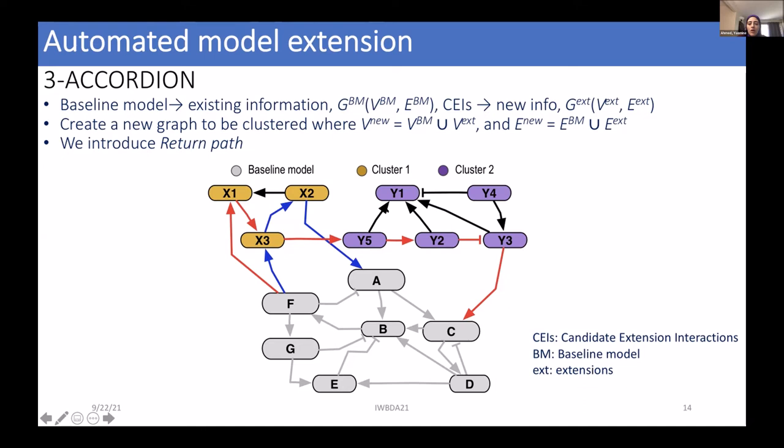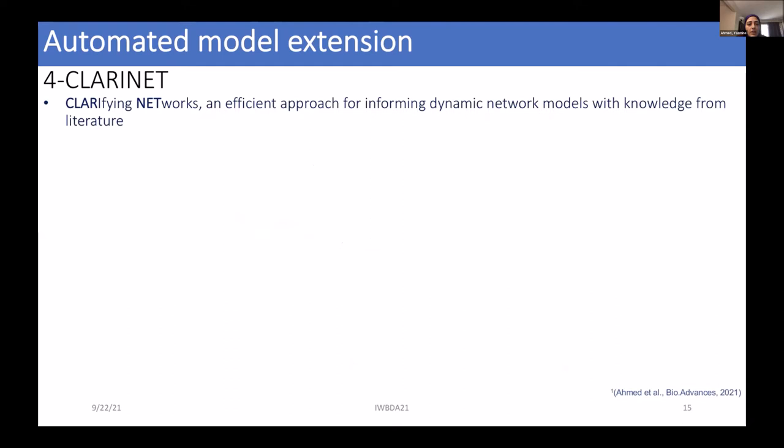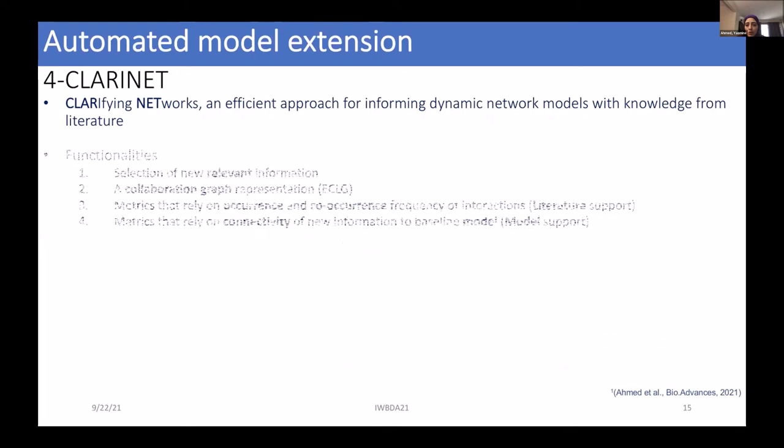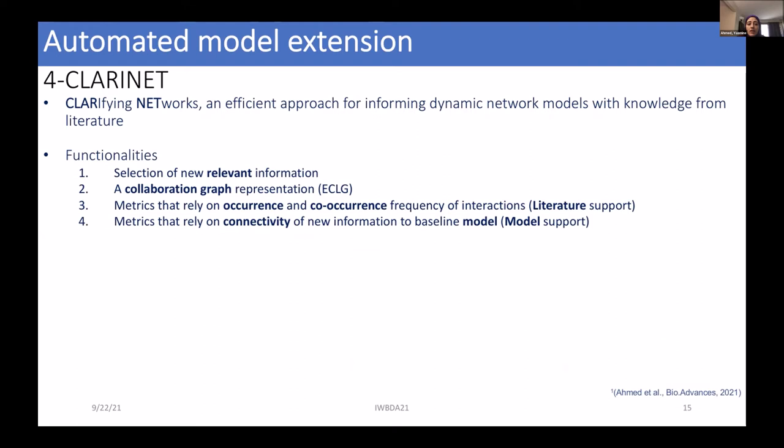Next is Clarinet. It stands for clarifying networks, an efficient approach for informing dynamic network models with information from published literature. The functionalities of Clarinet are to select the new relevant information, and then to organize this information into a collaboration graph, which we call ECLG, or event collaboration graph. Then Clarinet proposes several metrics that rely on the occurrence and co-occurrence frequency of interactions and on the connectivity of new interactions to the baseline model.